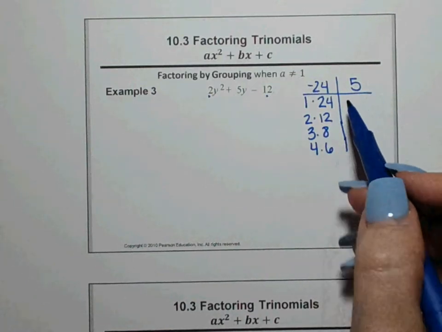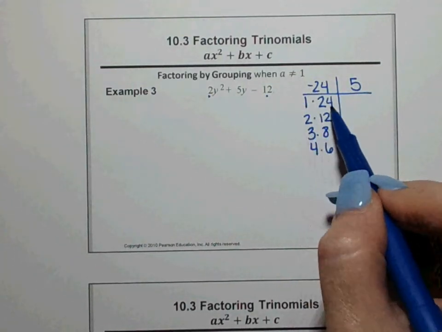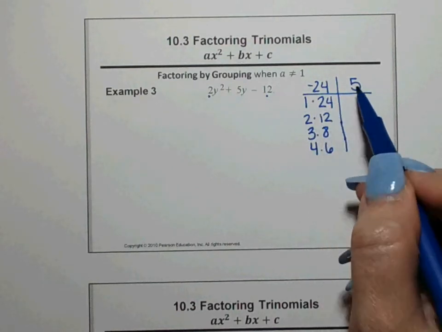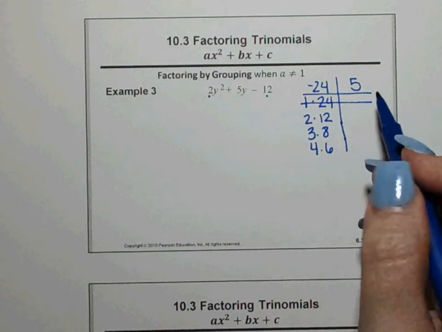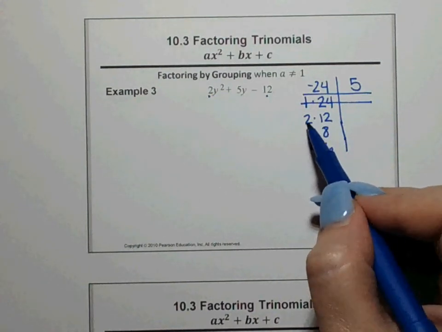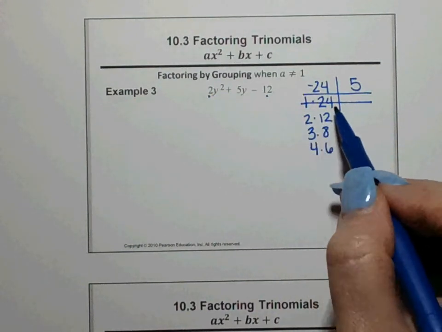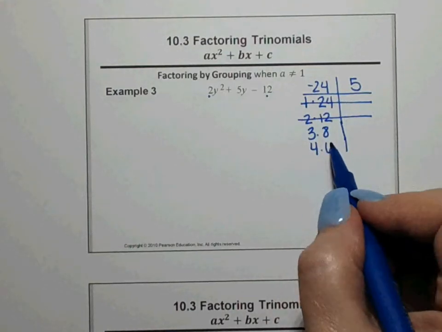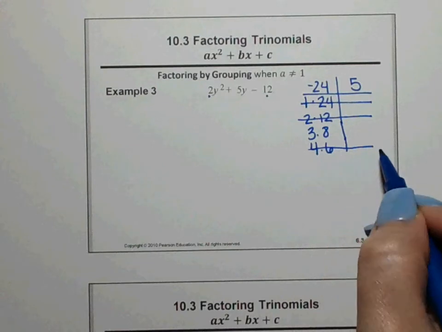Alright, so no matter which one of these two I make negative or positive, there's no way I can get them to add up to 5. So that's not going to work. Same thing here. It doesn't matter if the 2 is negative or the 12 is negative. I can't get those two numbers to add up to 5. Same thing with the 4 and the 6, okay?